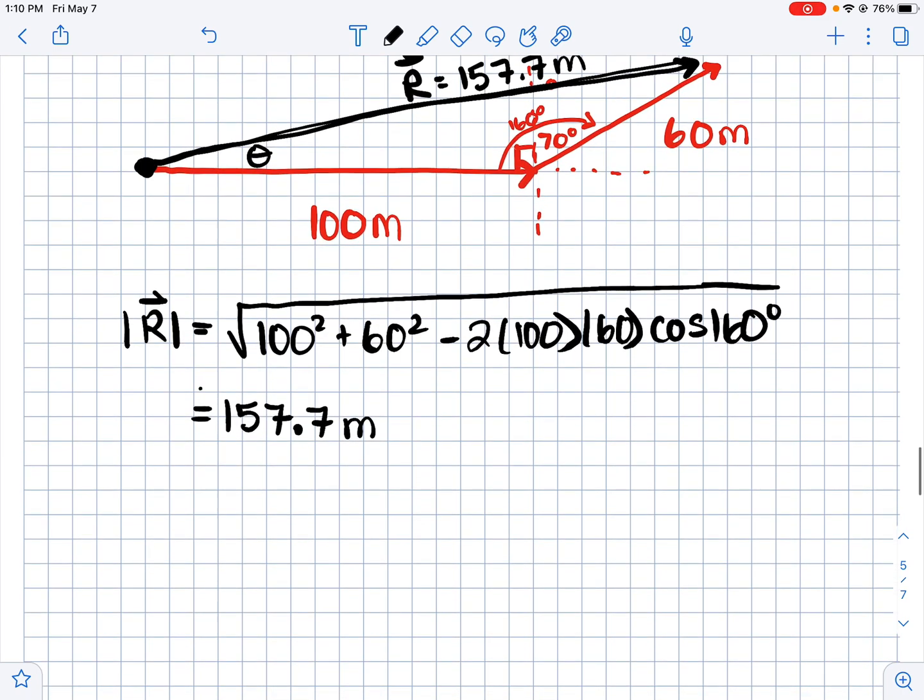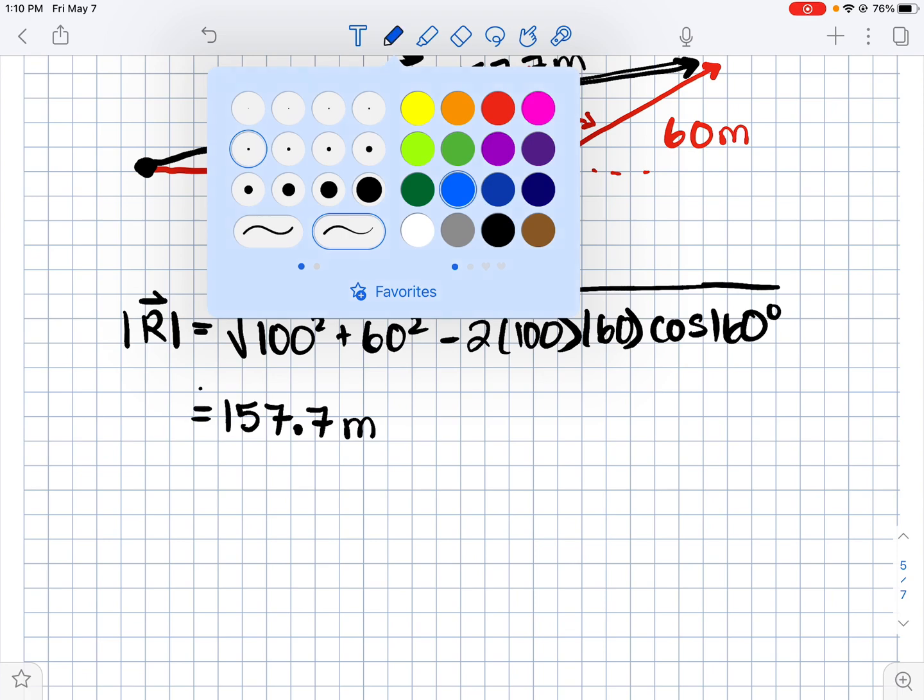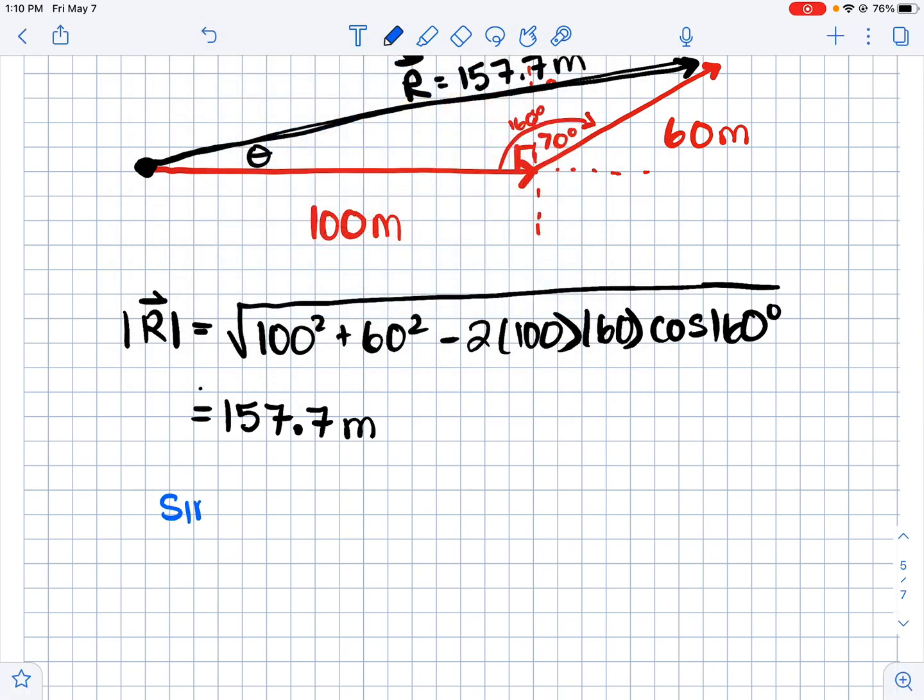So I'm going to use sine law for that. So sine theta over, what side is across from that? 60? Yes. And then sine 160 over 157.7. Or you could be more accurate than me if you want to. And I think if you solve that ratio, you'll get around 7 degrees. Something like that. We're just rounding to the nearest degree here. I think that's good enough.